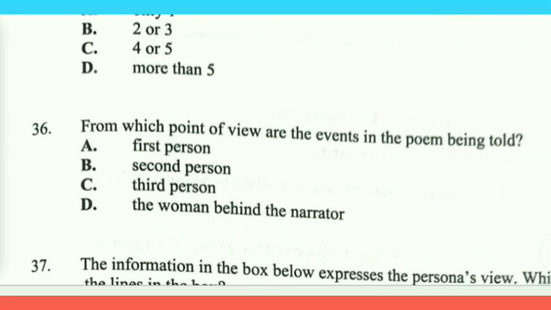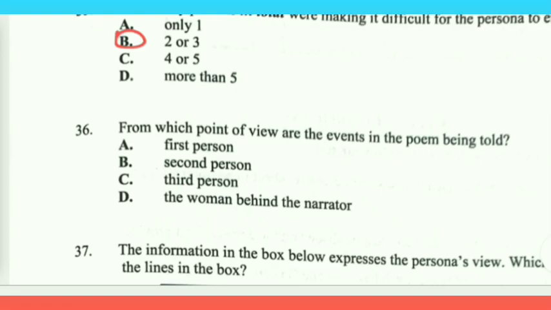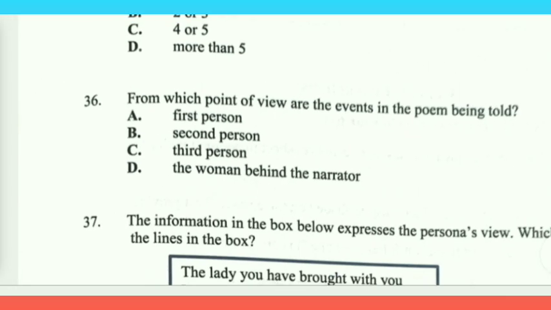36. From which point of view are the events in the poem being told? From which point of view? Is it first person? Remember, when it's first person, you're gonna hear a lot of I, me, myself, mine, right? So right away, because the lady was speaking about I, me, we know it's first person. So 36, it was being told from a first person point of view. The author was right there speaking to the lady behind.